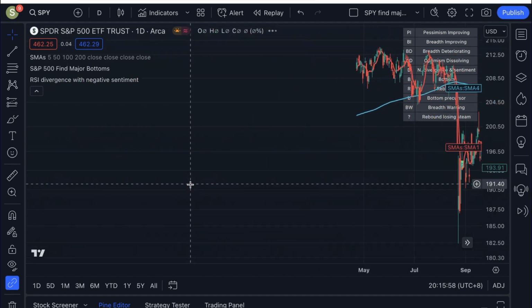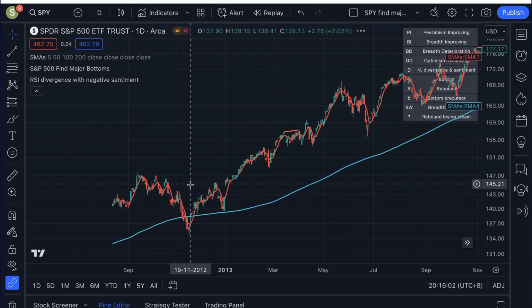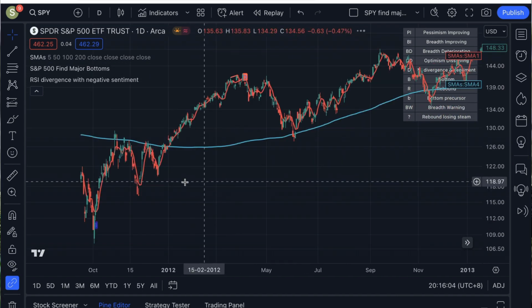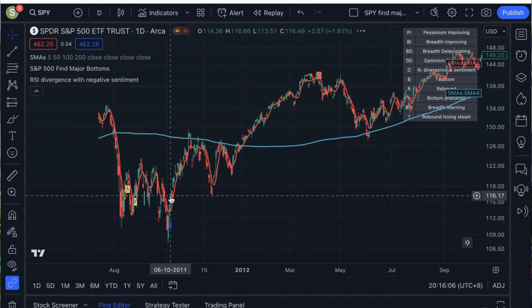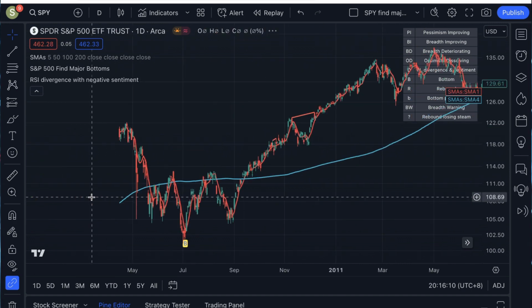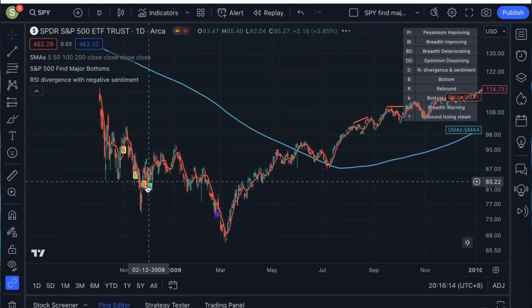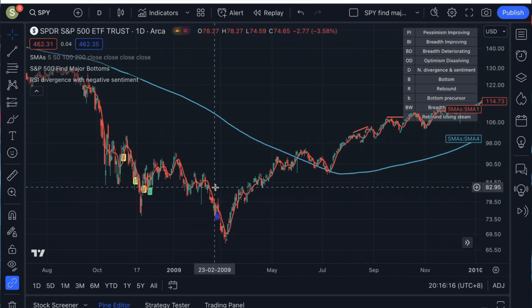For the 2011 bear market, it again detects the double bottom pattern, identifying the major bottoms in August and then October. For the 2010 bear market, it finds the major bottom in July. For the 2008 secular bear market, it again detects the double bottom pattern, finding the first bottom cluster around September to October 2008, and then the second bottom in February 2009.